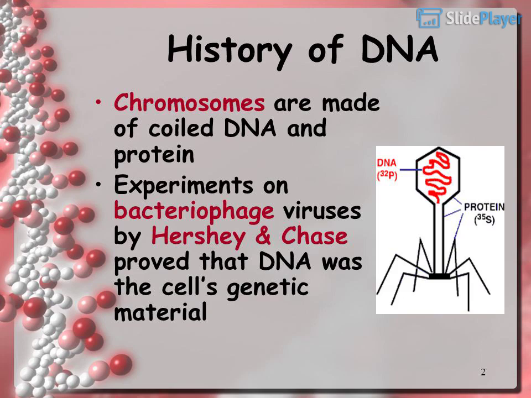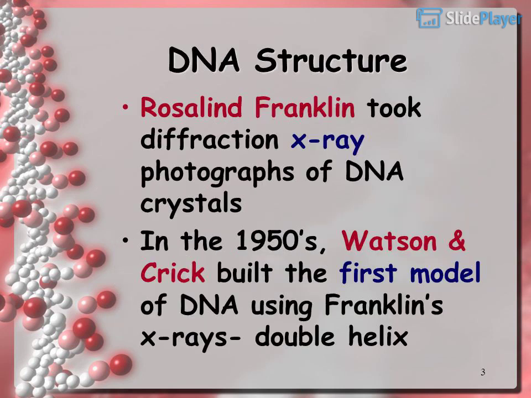History of DNA. Chromosomes are made of coiled DNA and protein. Experiments on bacteriophage viruses by Hershey and Chase proved that DNA was the cell's genetic material. DNA structure. Rosalind Franklin took diffraction X-ray photographs of DNA crystals. In the 1950s, Watson and Crick built the first model of DNA using Franklin's X-rays: the double helix.